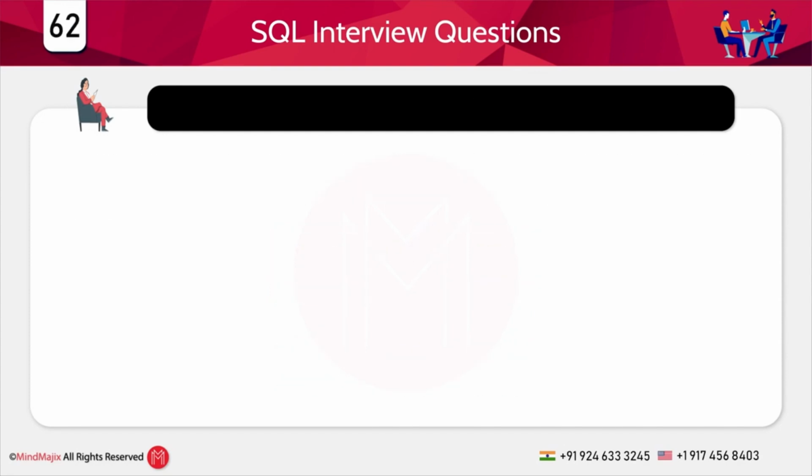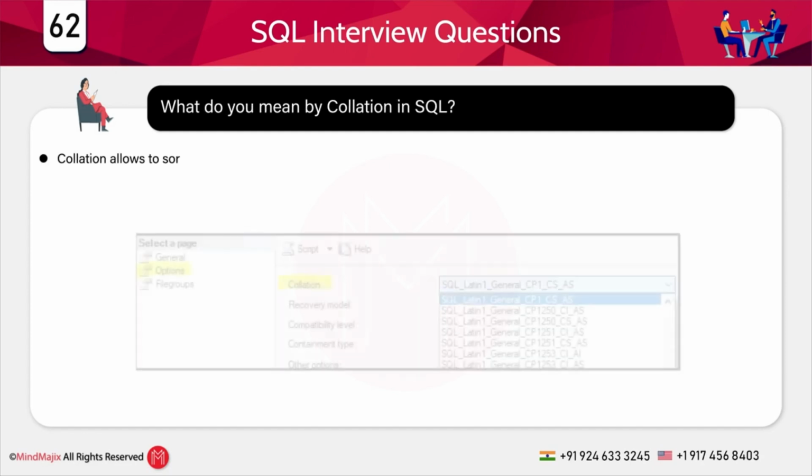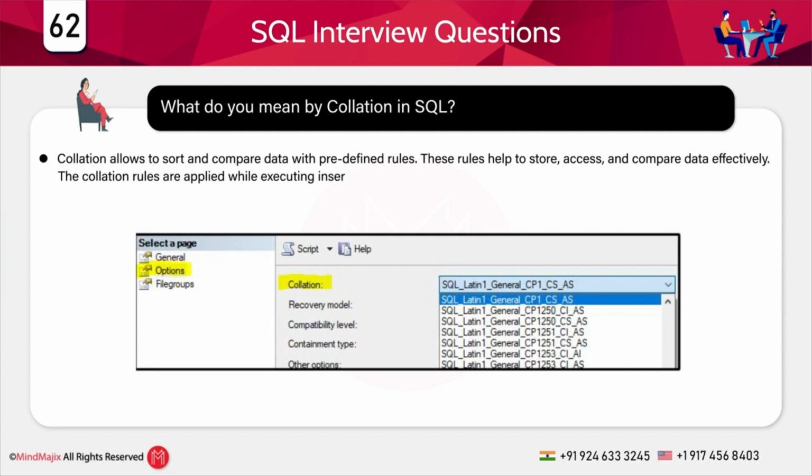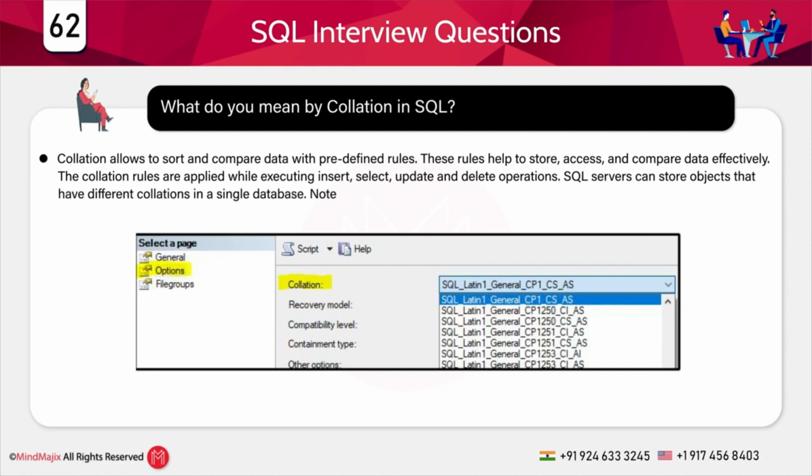The next question is, what do you mean by collation in SQL? Collation allows you to sort and compare data with predefined rules. These rules help to store, access, and compare data effectively. The collation rules are applied while executing insert, select, update, and delete operations. SQL servers can store objects that have different collations in a single database. Collation offers case sensitivity and accent sensitivity for data sets.